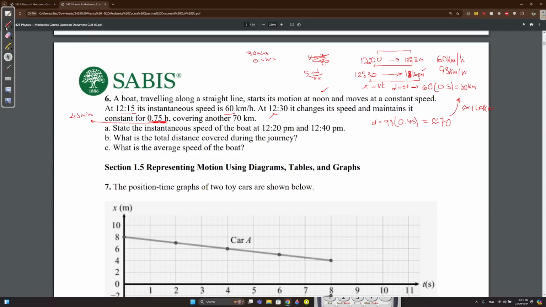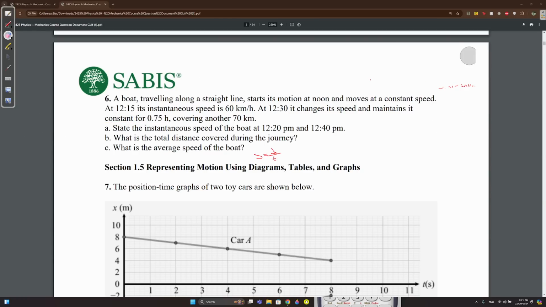For part C, what is the average speed of the boat? Average speed is the total distance divided by the total time, right? So what's the total distance traveled? We said in part B it's 100 kilometers. So the distance is 100.